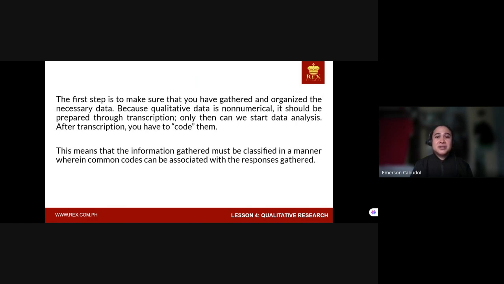A common method is transcription, which involves converting audio or video recordings into written text. So once transcribed, the data needs to be coded. Coding involves categorization of the data by assigning labels or codes to specific words, phrases, or segments that reflect key themes, concepts, or ideas found within the responses. This classification helps to identify patterns and relationships in the data.